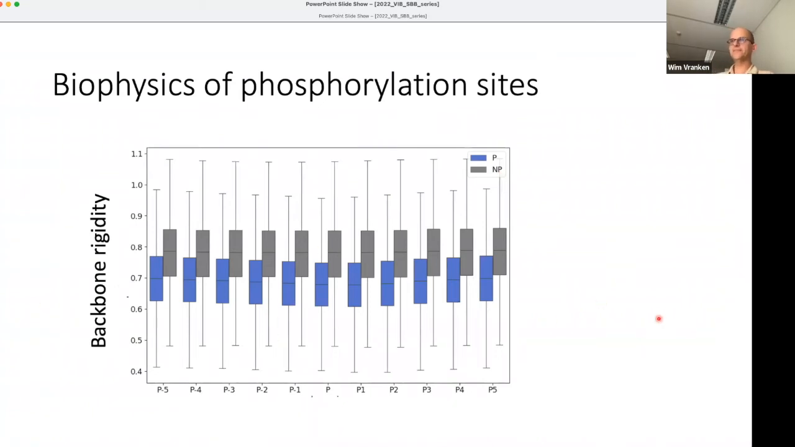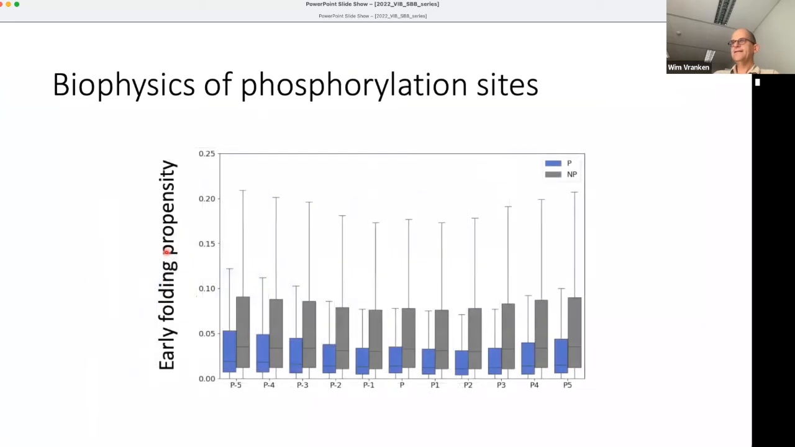And you can see that typically phosphorylation happens in much more flexible areas, like right at the bottom edge of the context-dependent region that I was talking about. Whereas for non-phosphorylated sites, you are at the edge of the rigid region. Same for early folding, there's also a clear difference.